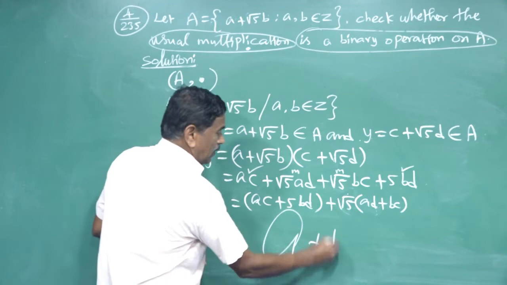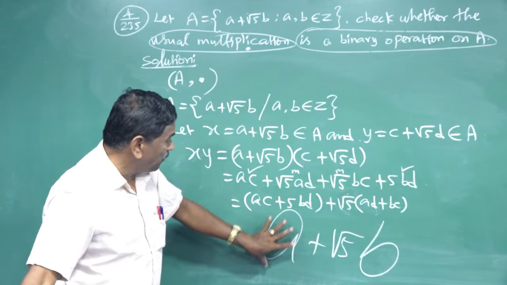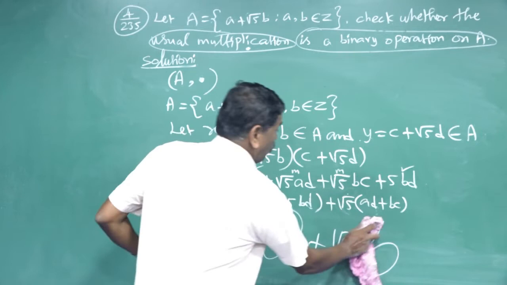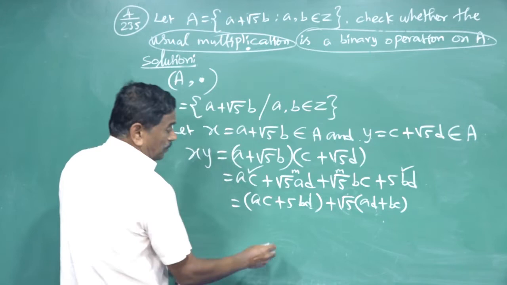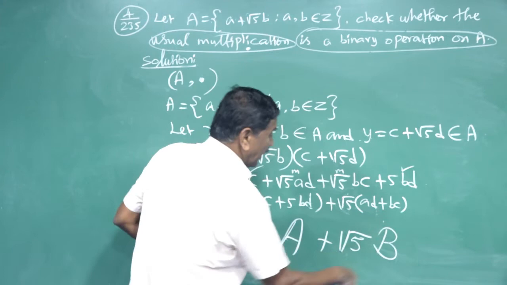Yes, it is of the form A plus root 5B. Why not? One may consider in some other way also. Now it is of the form, suppose, A plus root 5B. So if the element is of the form A plus root 5B, then the element belongs to the set A.